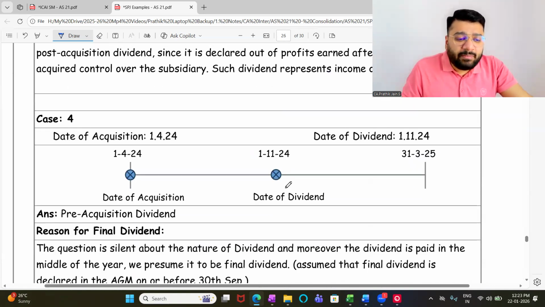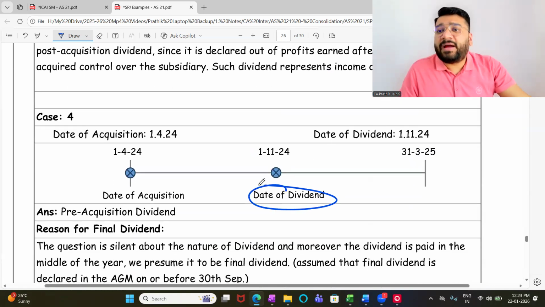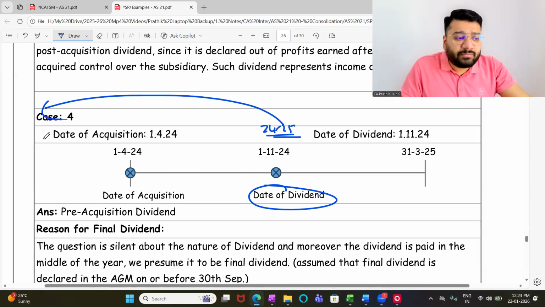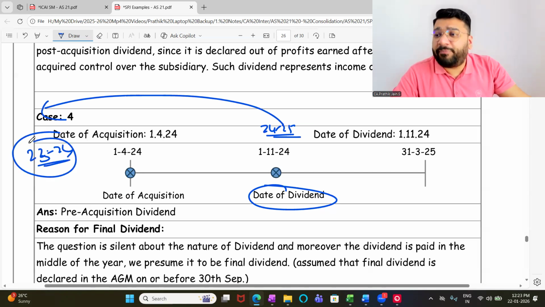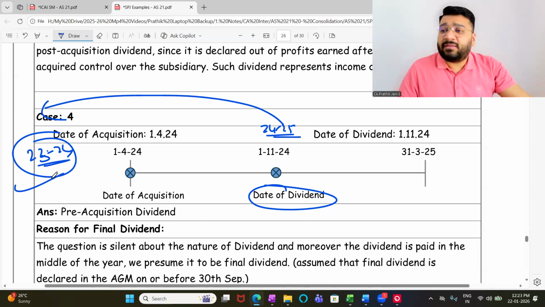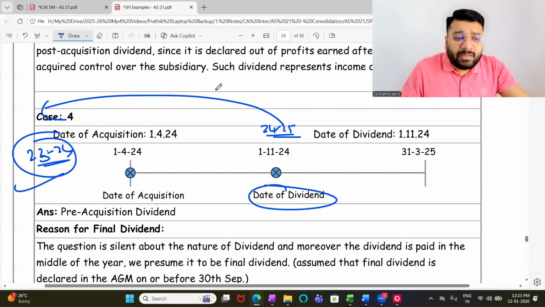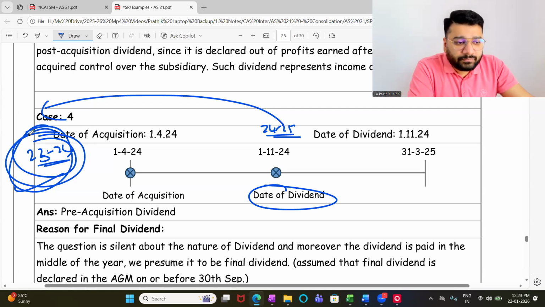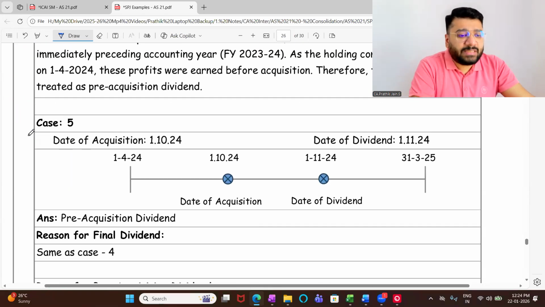Case 4. The dividend is paid in the middle of the year. So which dividend is this? Final dividend. Final dividend means it is of the previous year. In 24-25, the dividend paid is of which year? 23-24. So out of 23-24's profit, you have paid the money. During that period, was H Limited the shareholder? No. So from the pre-profit, if you pay pre-dividend, you will minus it from the pre-profits. Correct? So this dividend is pre-dividend. Any problem? Online people, any problem? No, sir.